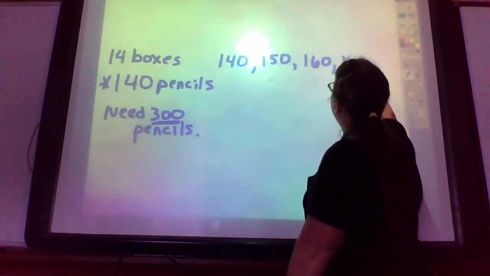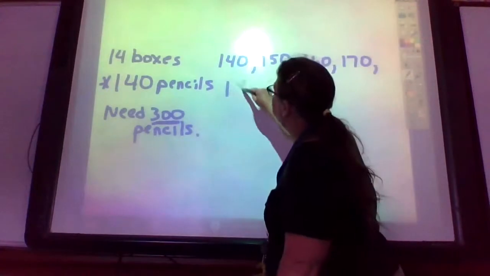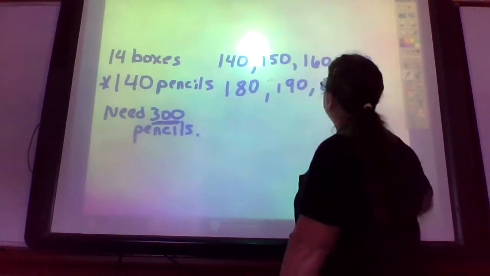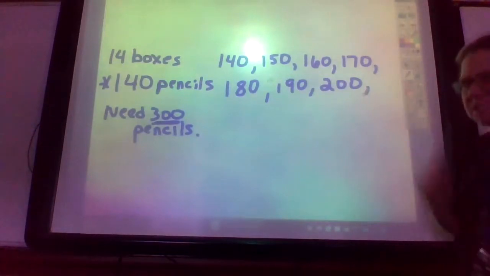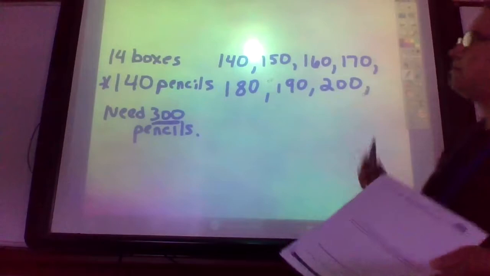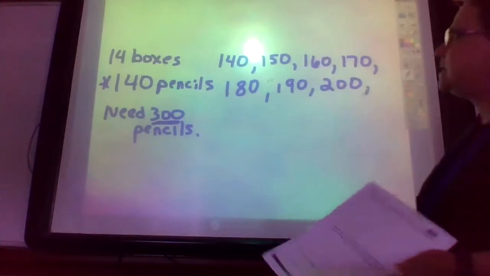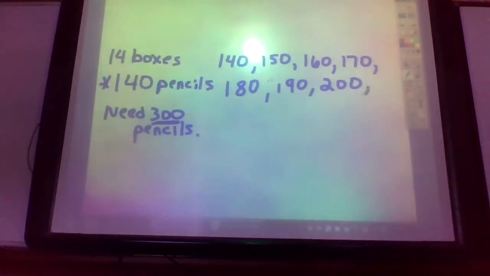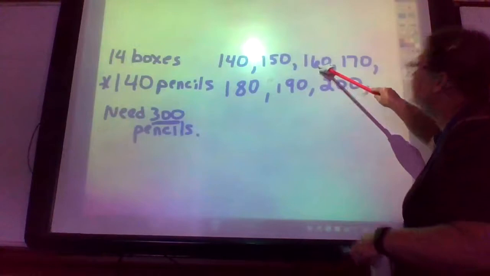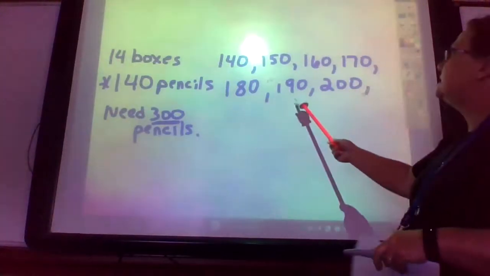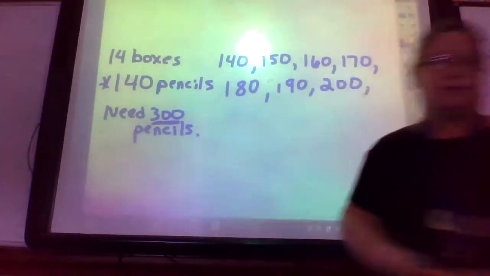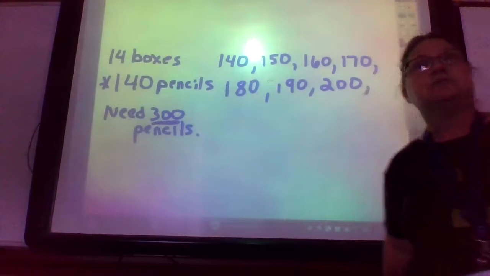160, 170, 180, 190, 200. Okay? I'm going to continue counting by tens because I need to know how many more boxes. And pencils come in boxes of 10, okay? So I'm starting with 14. So right now, to get to 200, this is 14 boxes because this is what this tells me. So this would be 15 boxes, 16 boxes, 17 boxes, 18 boxes, 19 boxes, 20 boxes. But I'm only at 200, and I need to get to 300. So I need to do some more counting, okay?